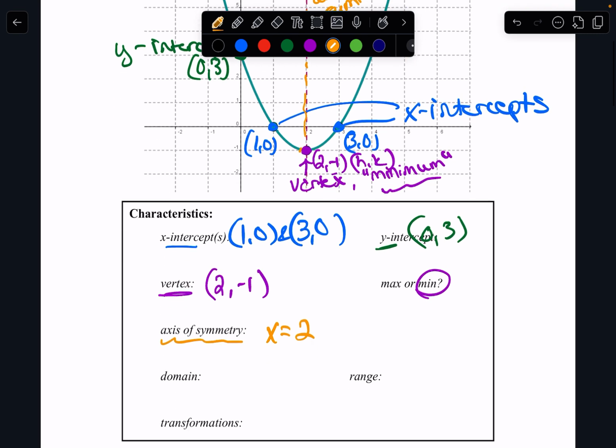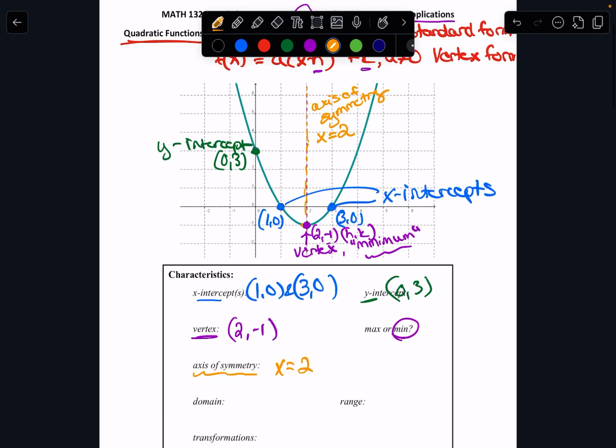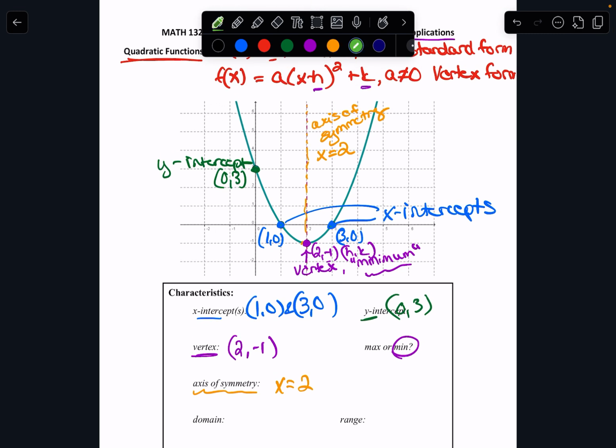Okay, domain. If we look at this graph here, we can see that it keeps going and going for both directions, the negative x's and the positive x's. So it is all real numbers, or again, we can write it as negative infinity to infinity.